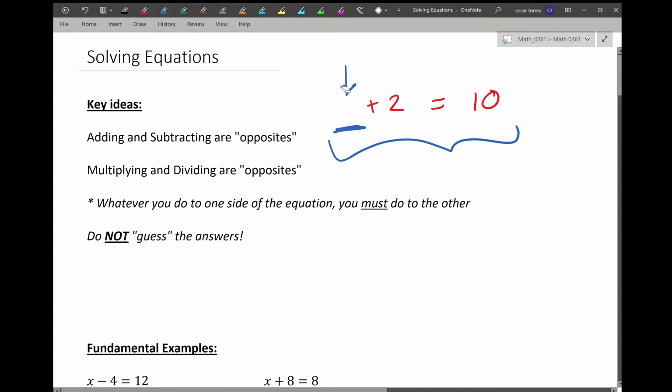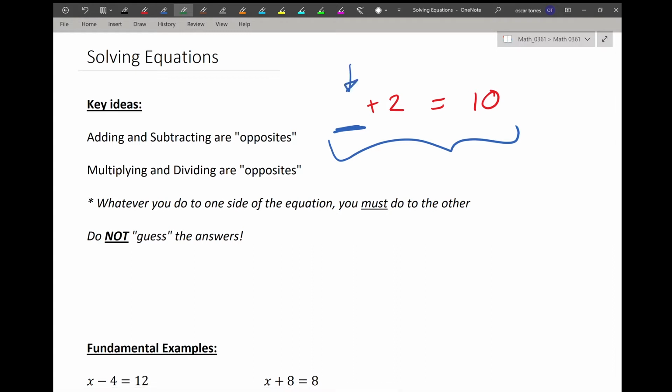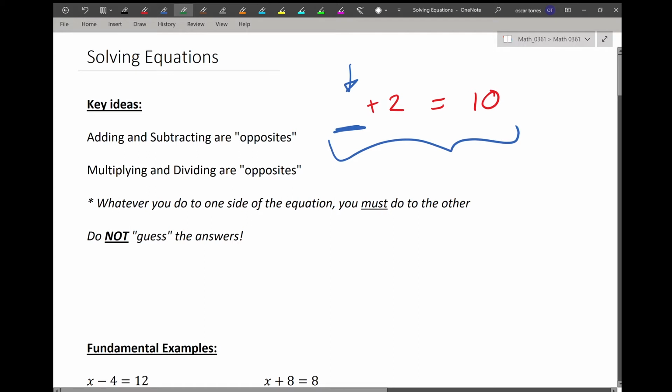A lot of students get stuck on this concept because they think they can just guess. They can guess what number goes in there. Now, yeah, you can do that for some problems, but if you rely on that too much, you will be getting stuck pretty quickly. So what plus 2 gives me 10? That number would have to be an 8, right?